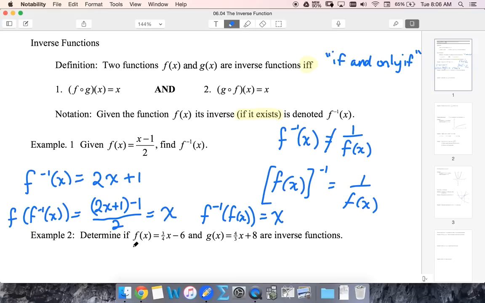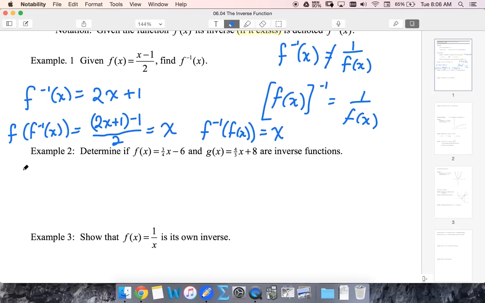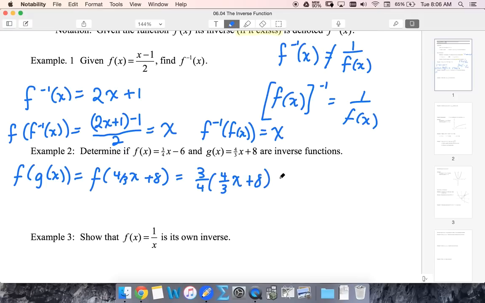So now if I want to test, are these two inverses of each other? Well, I'm going to do the same thing. I'm going to calculate f of g of x. So that's f of 4/3 x plus 8, which is going to be 3/4 of 4/3 x plus 8 plus 6, minus 6. Those are going to cancel. That's going to leave x. Plus 6 minus 6 is x.